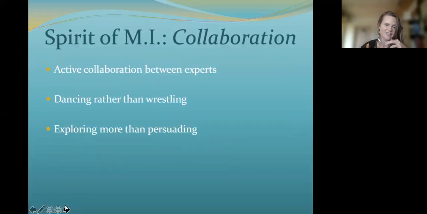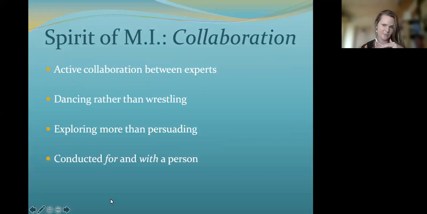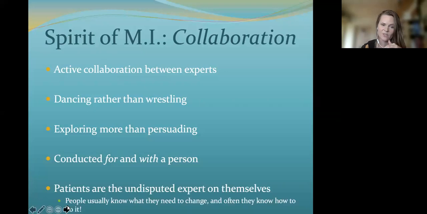With collaboration, that's about active collaboration between experts, right? So we may be experts as treatment providers, but they of course are experts on their own life, and there's no way we're going to be able to touch that level of expertise. So the model here is dancing rather than wrestling, this kind of coordinated exchange between equals rather than a domination-oriented approach. And it's about exploring more than coming in with that agenda of, I'm going to persuade them to this perspective, right? It's about just going on that journey with them together to discover what's going to be helpful for them. And again, emphasizing the language, it's conducted for and with a person rather than to them.